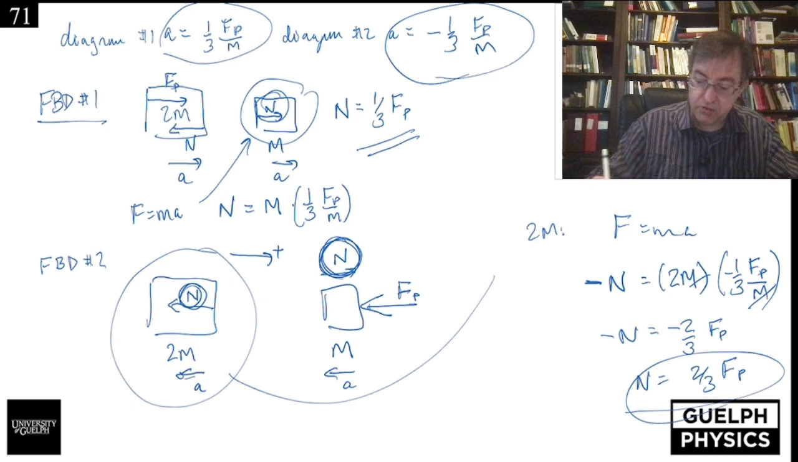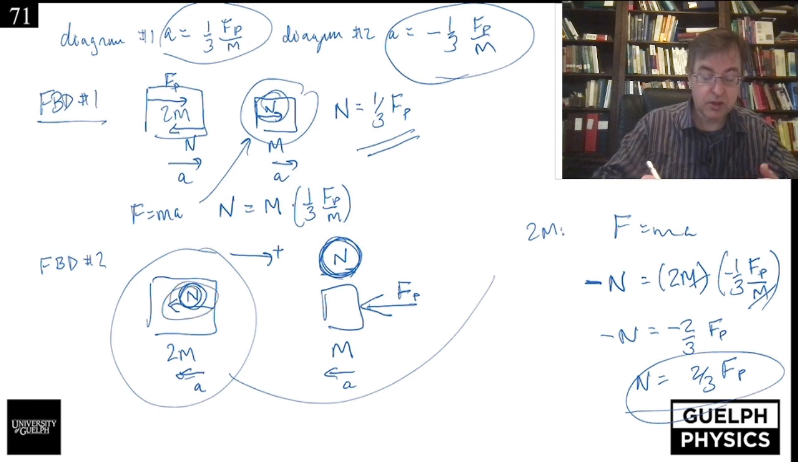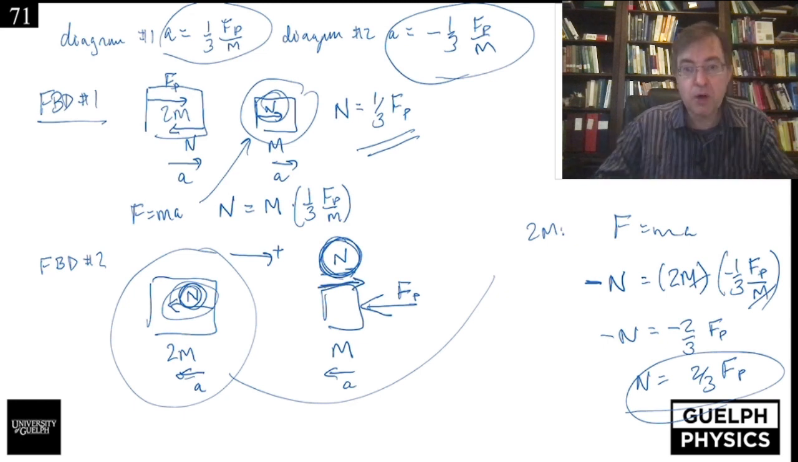So 2/3 Fp is, again, N, the magnitude of this action-reaction normal force, but it's also the magnitude of the force exerted on the small block by the larger one, by Newton's third law. And so 2/3 Fp is larger than 1/3 Fp, independent of the magnitude of Fp.